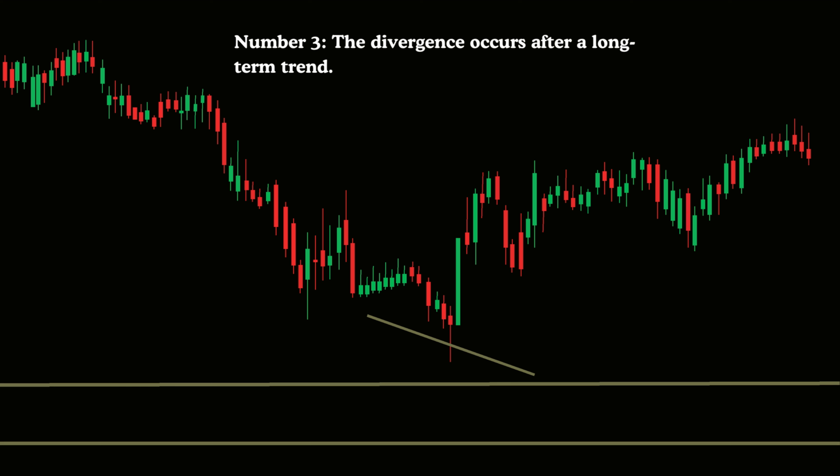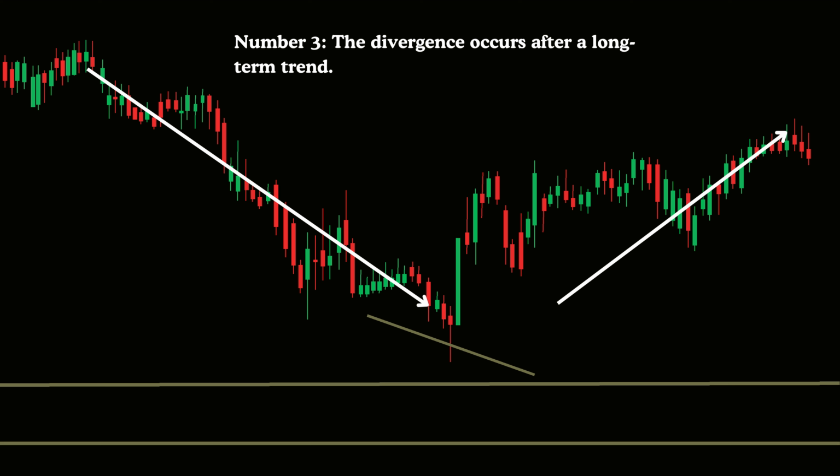Number 3. Divergence is more significant after a prolonged trend. When a trend extends for a longer period before RSI divergence appears, it shows broader market participation and a strong price move. This raises the likelihood of a major reversal, offering better profit chances for traders in the new trend.